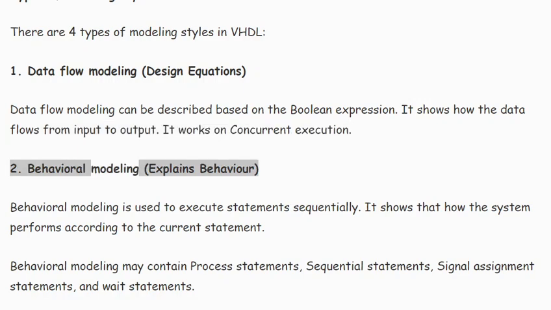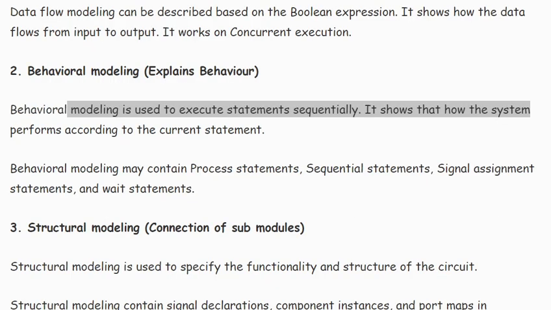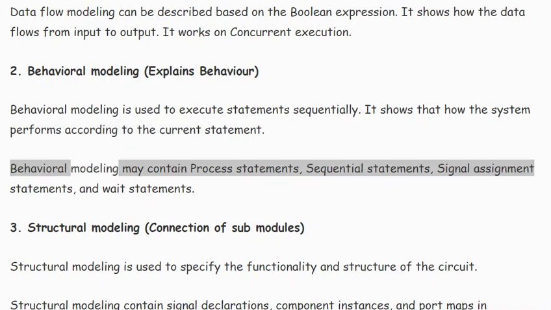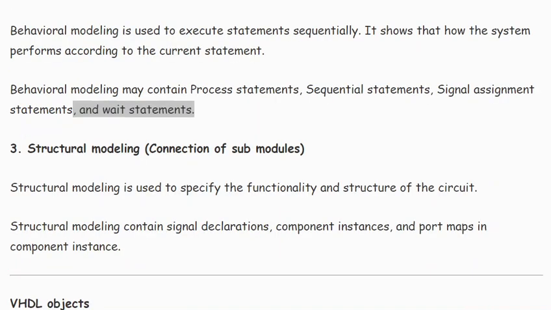2. Behavioral modeling explains behavior. Behavioral modeling is used to execute statements sequentially. It shows how the system performs according to the current statement. Behavioral modeling may contain process statements, sequential statements, signal assignment statements, and wait statements.